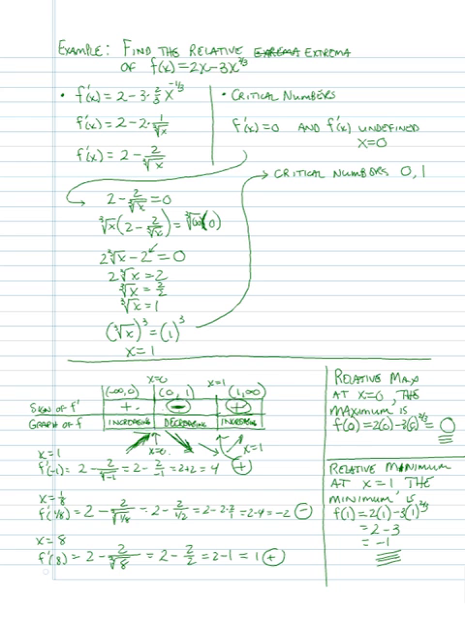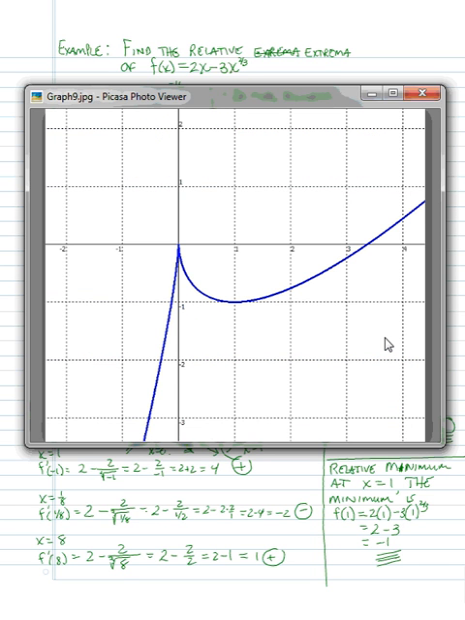Now, we'll look at a graph next to see the graph of this function, to see how this all fits together. And then we'll do an additional problem. Okay, here you can see the graph of the function that we just analyzed. And to make it clear here, of course, this is the graph of f of x equal 2x minus 3x to the power 2/3.